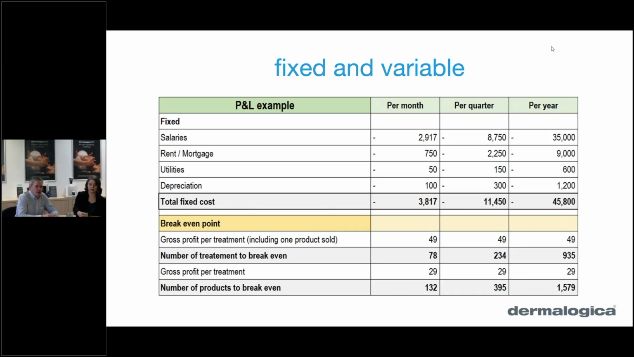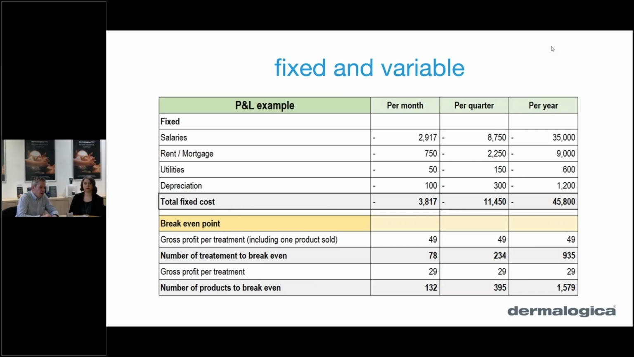So in this scenario here, if we look at the month, we can see that roughly it's that £4,000, it's £3,800 of total fixed costs we've got. So then we go, how much profit do I need to make to cover that? In my scenario one there, I've got gross profit per treatment, which includes also the sale of one product. So that would net us around £49, £50. That would mean each month you'd have to do 78 of these to cover your cost base.